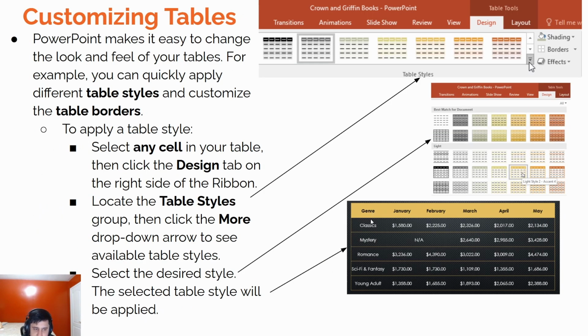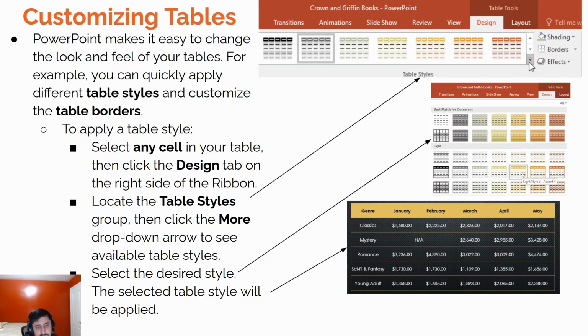Now we're talking about customizing tables, right? PowerPoint does make it easy for us to customize the look and feel of our tables. For example, we can quickly apply different table styles and customize the table borders. To apply a table style, we select any cell in our table, then click the Design tab on the right side of the ribbon.